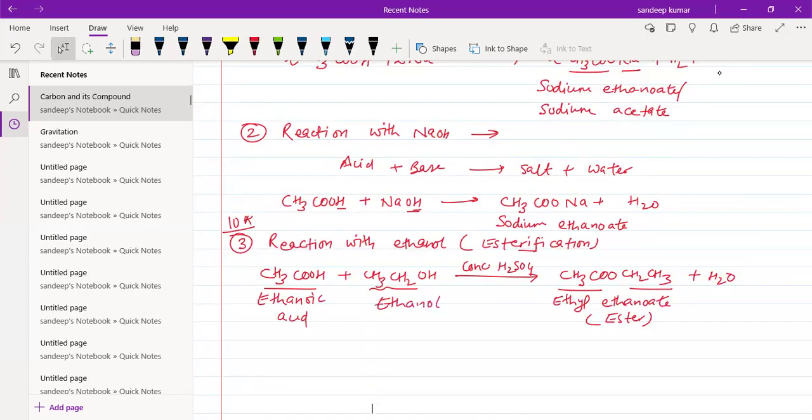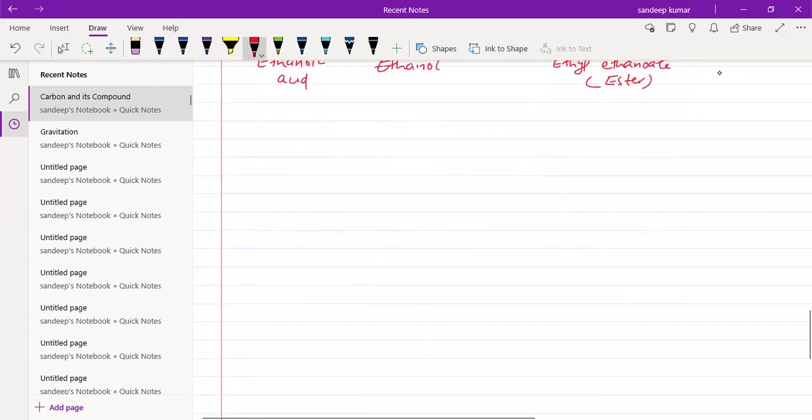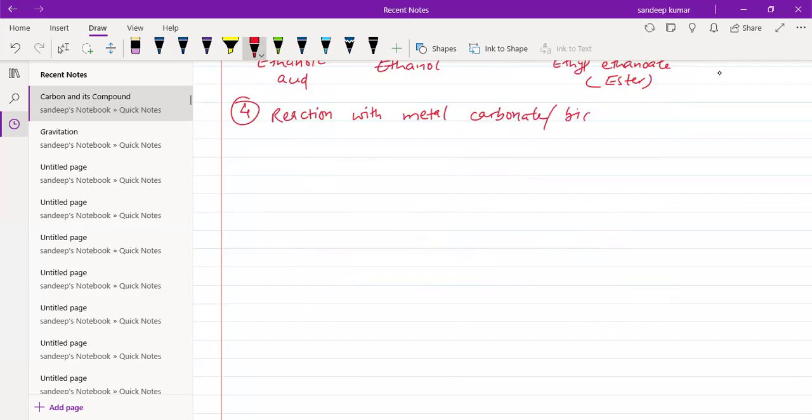Next reaction is what? Reaction with metal carbonates or bicarbonates, carbonates or hydrogen carbonates. We also say bicarbonates. What happens? Generally, acid reacts with metal carbonates or bicarbonates. It gives you salt plus carbon dioxide plus water.